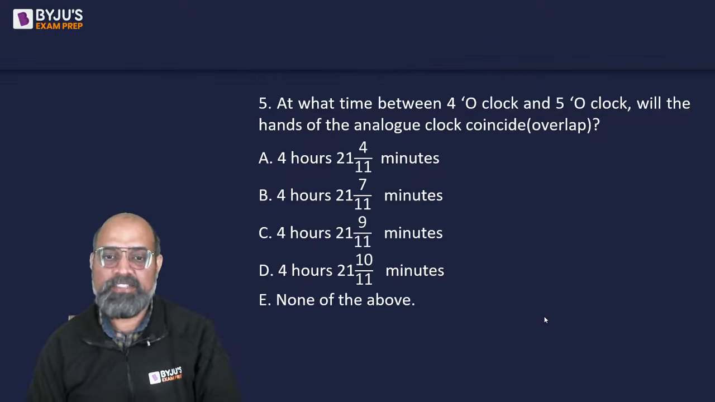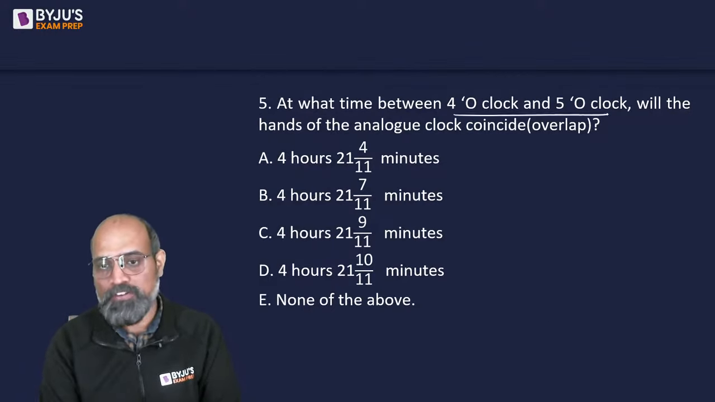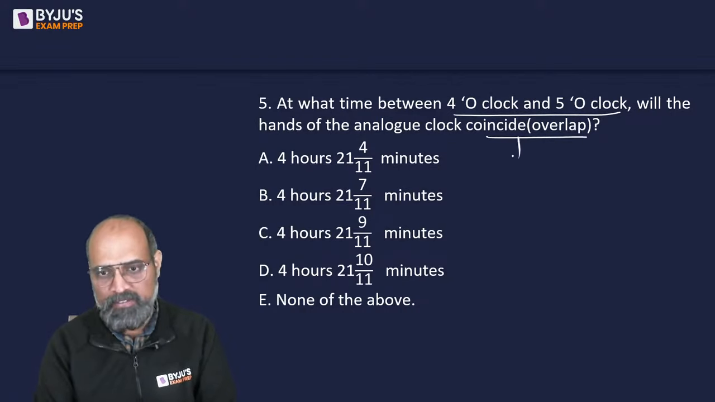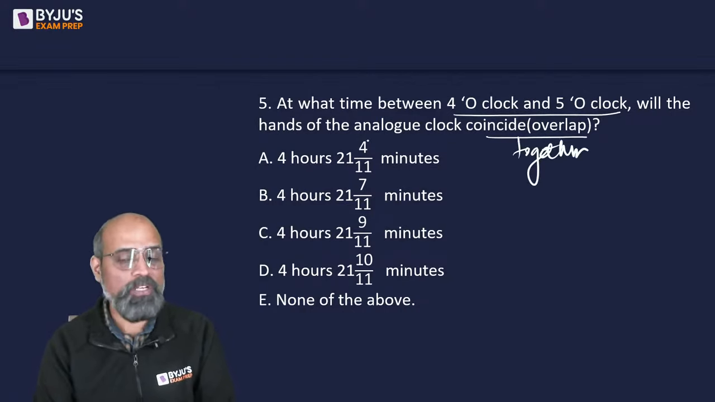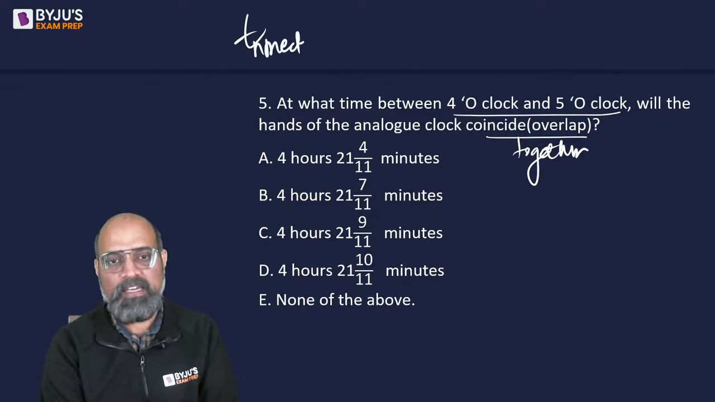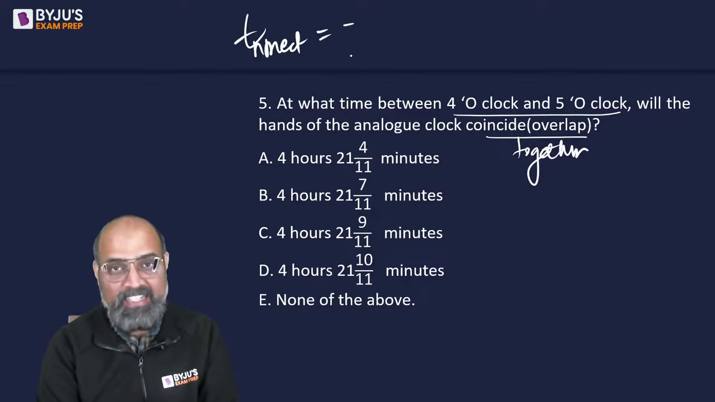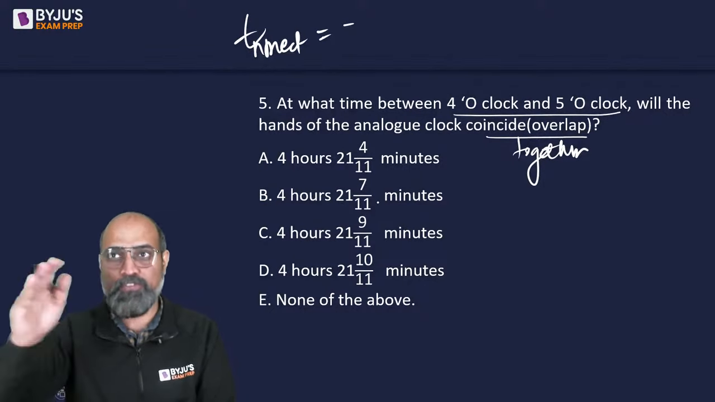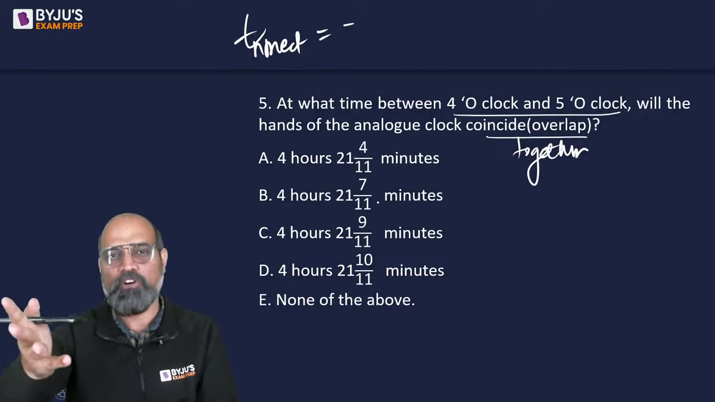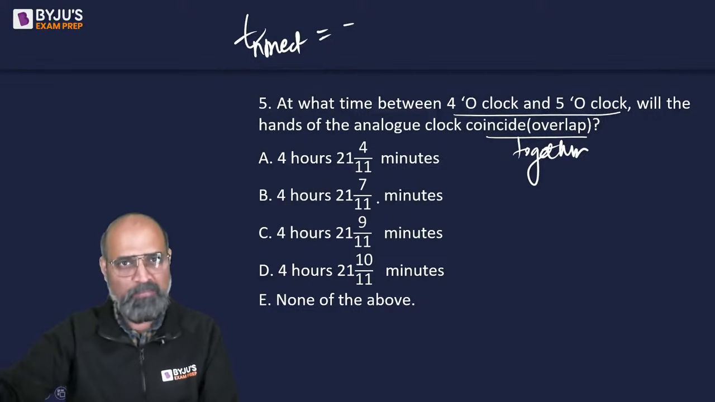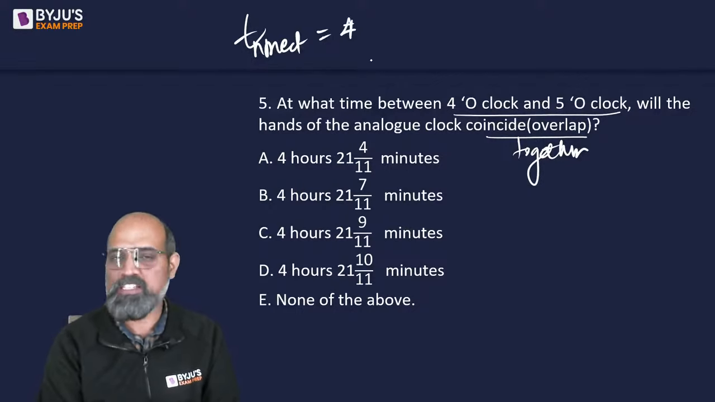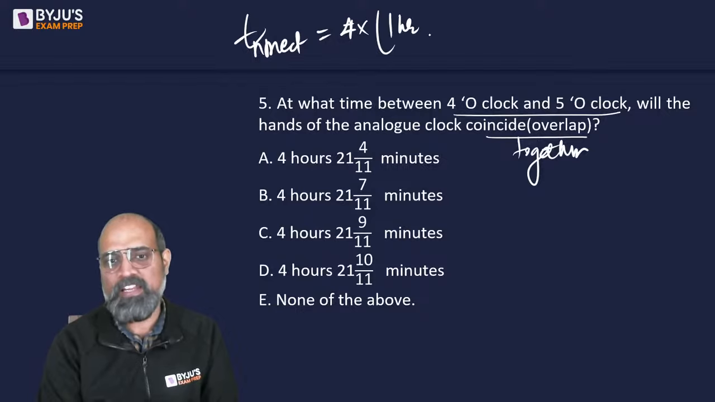Okay, next. At what time between 4 o'clock and 5 o'clock will the hands of the analog clock coincide? They are together. If you remember the formula for the nth time they meet, n into... Now, whatever time it will be between 4 and 5, whenever the hands are going to meet, what will the time be? 4 and some minutes. So, can we say the time is 4? 4 means the value of n is 4 here. 4 into 1 hour, 5 by 11 minutes.